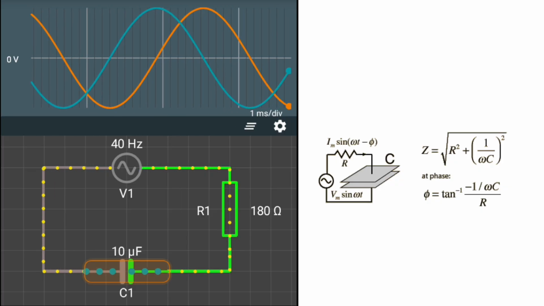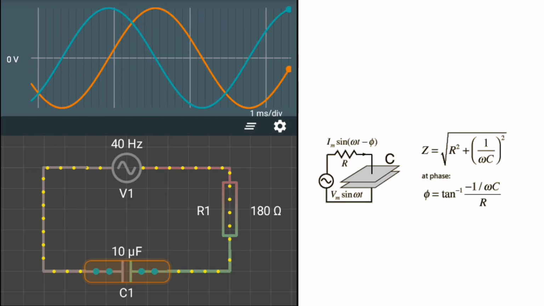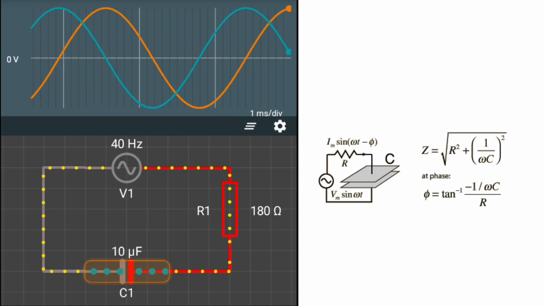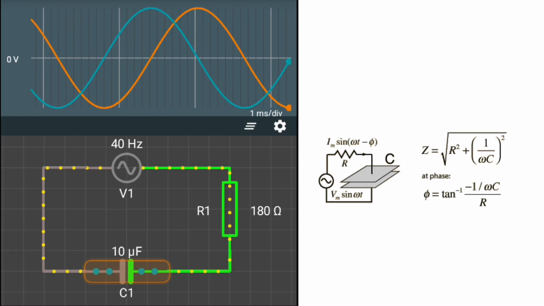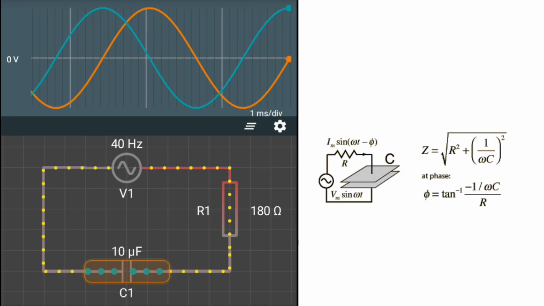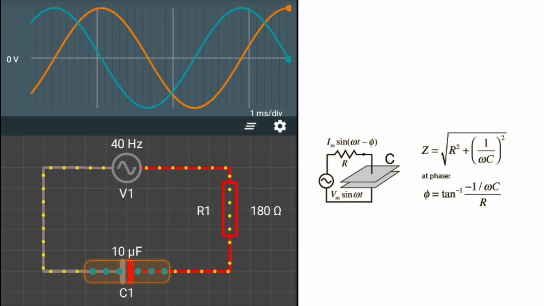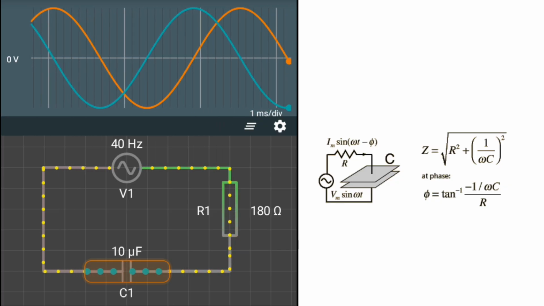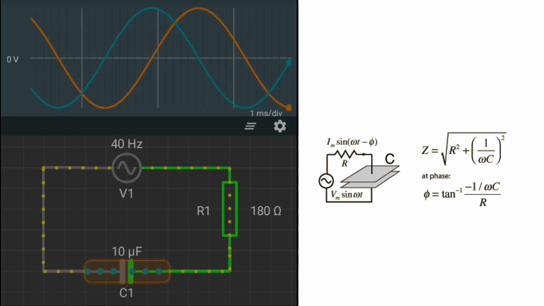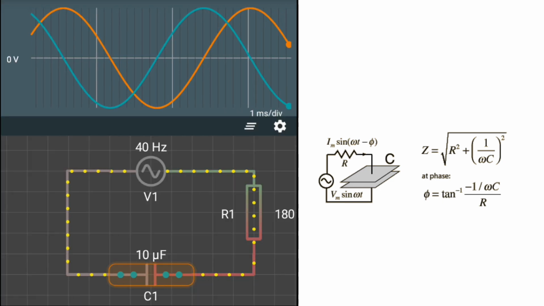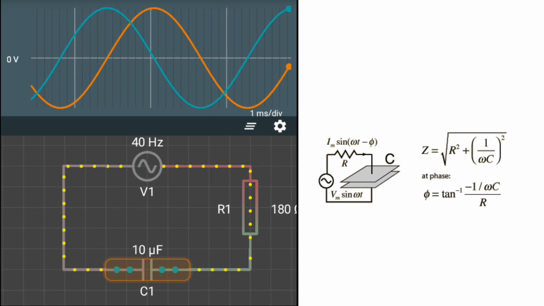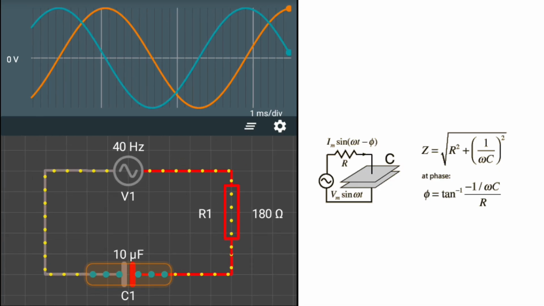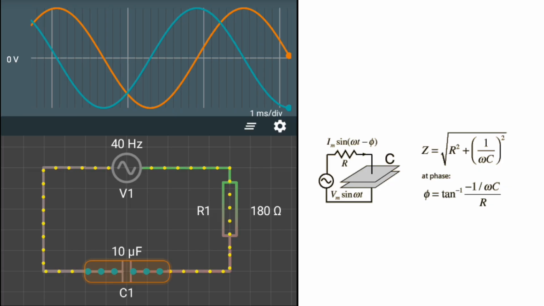How AC flows through the circuit. When we apply alternating current, the voltage is constantly changing between positive and negative. Now, how does each component behave? 1. Behavior of the resistor. The resistor, R, opposes the flow of current, but it does not cause any phase shift. The voltage and current across the resistor are always in phase. This means that whenever the voltage across the resistor reaches a peak, the current also reaches its peak at the same time.